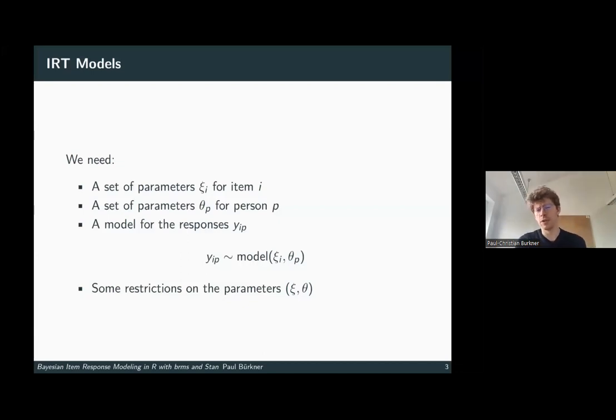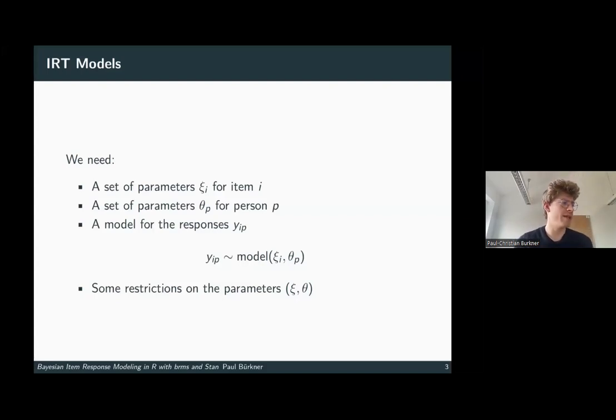So a model for the responses y_ip, i for item, p for person, is very generally and holistically speaking just some kind of model given the item parameters of the item i and given the person parameters of the person p. In order to make sure that this model works at all in some reasonable way, we need some kind of restrictions on the item and person parameters. Otherwise, we end up in situations that in classical statistics we would call non-identified, which basically tells us that we can't really estimate that model.